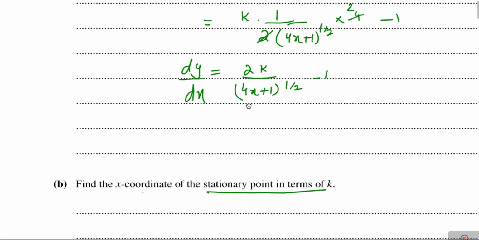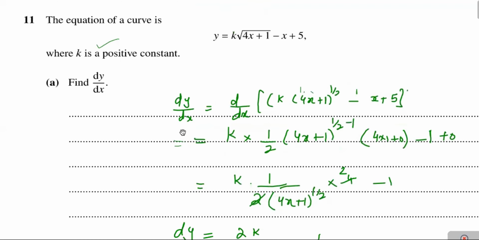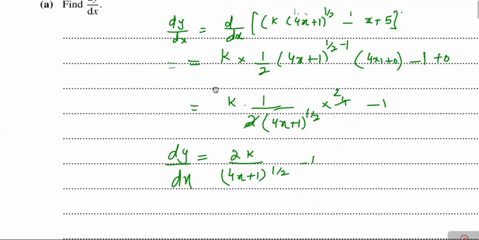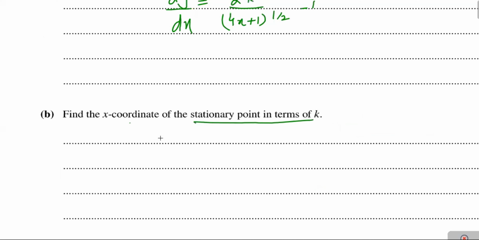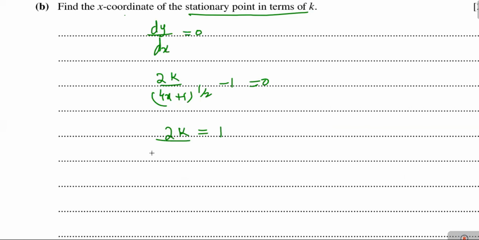In the next part, you see here, find the x-coordinate of the stationary points in terms of k. Now for the stationary points, the dy over dx of the curve will be 0, because dy over dx equal to 0 means the gradient of tangent is zero at stationary points. Now dy over dx, we take the 0, we write here 2k over (4x + 1) power 1 over 2 minus 1 equal to 0. 2k over (4x + 1) power 1 over 2 equal to 1.